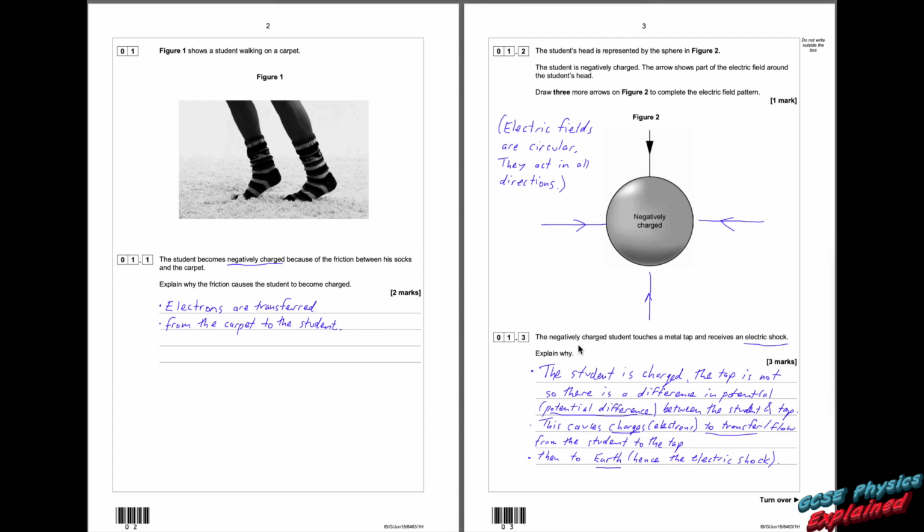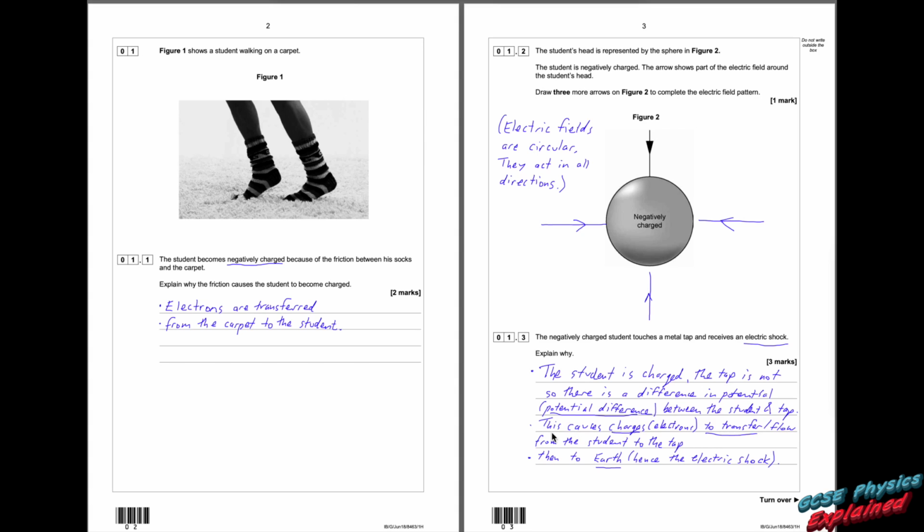Part 3. The negatively charged student touches a metal tap and receives an electric shock. Explain why. Again, the answer is always the same. So the student's charged and the tap is not charged. So there is a difference in potential. So that's what we call potential difference. The student's got some voltage built up on them and the tap hasn't.